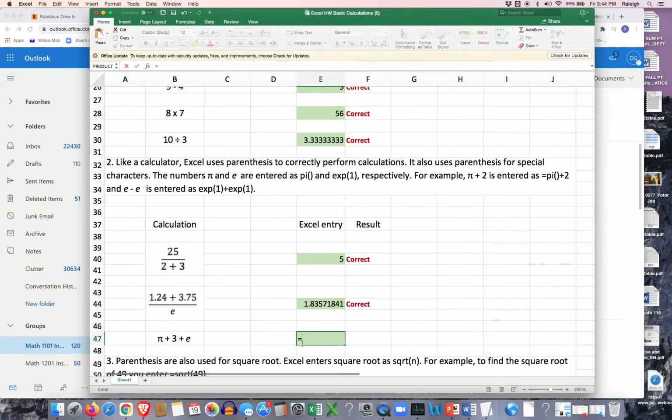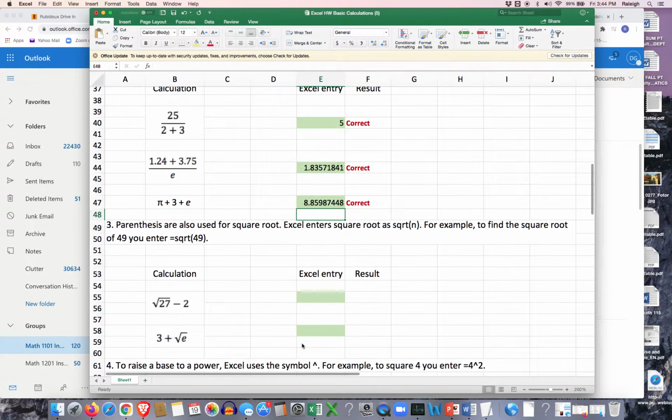Don't forget the equal sign, as I sometimes do. So there's your pi, nothing in the parentheses. We're going to add 3, just plain old 3. Then comes exp, and this time they do want the 1 in there. So let's see how it goes, and that's very close to 9.